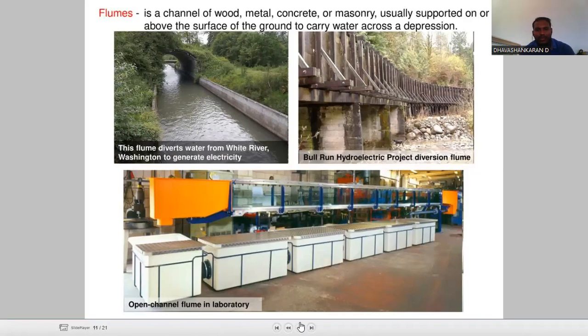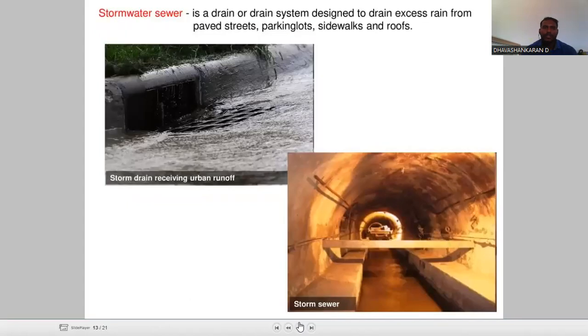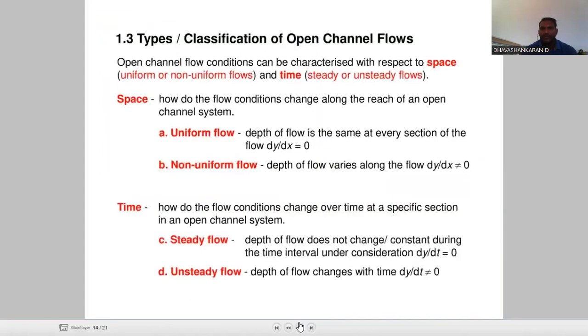It has an adjustable bottom slope, used to find the critical depth and normal depth. Some obstructions are laid down, and then critical flow and subcritical flow are developed using this open channel in a hydraulic flume. Then this is the chute, and this one is the drop, water drawn from the weir. Okay, stormwater sewer.